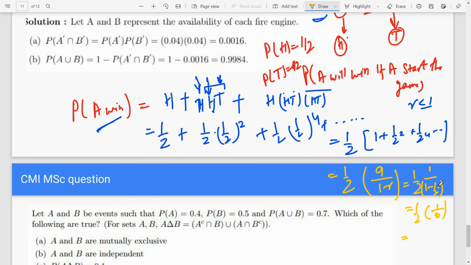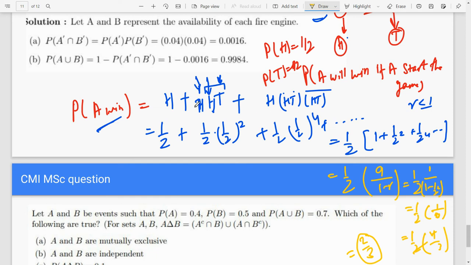Okay, so this particular thing is (1/2)², right? And 1/2, and this particular thing is 1/4, or 3/4, and 4/3 means this thing reverses into 2/3. So the probability that A wins when A starts the game is 2/3. I may not have been very clear with the intuition.